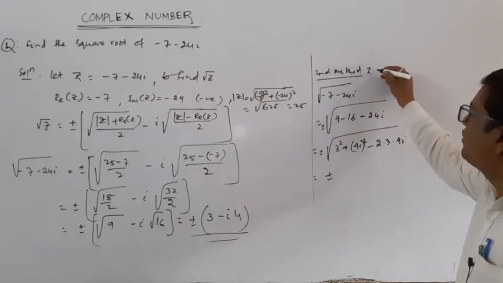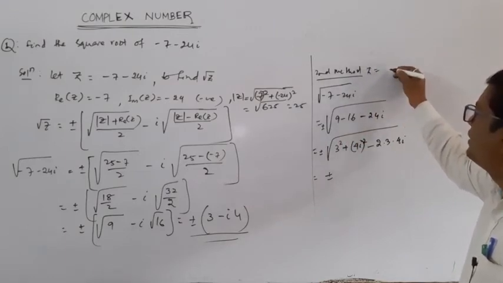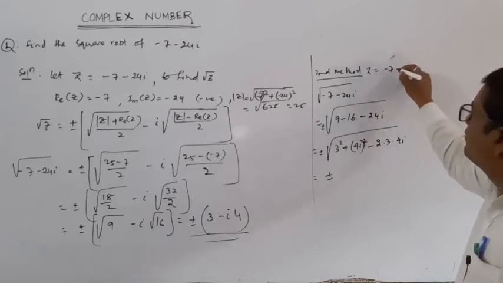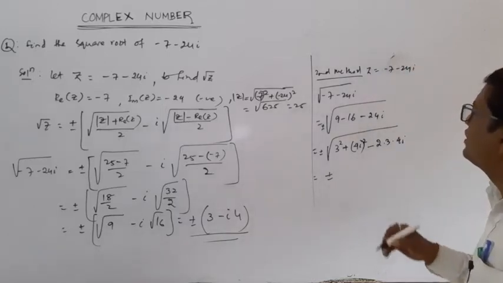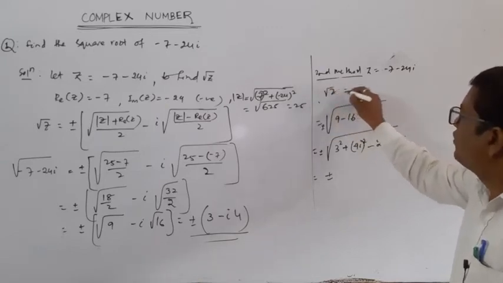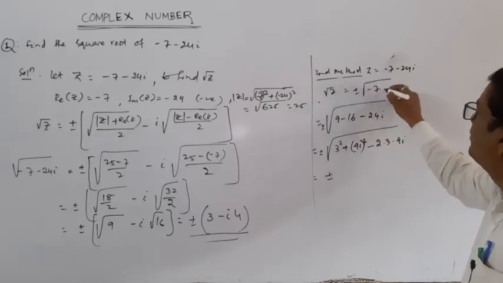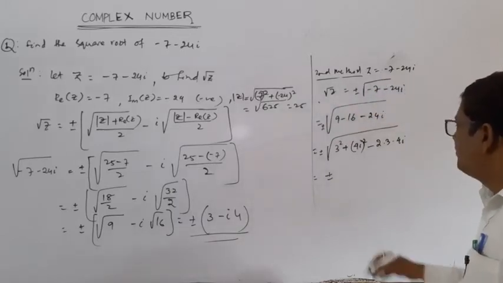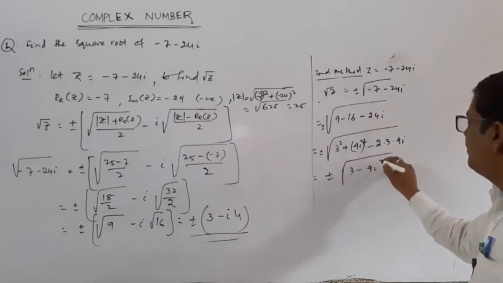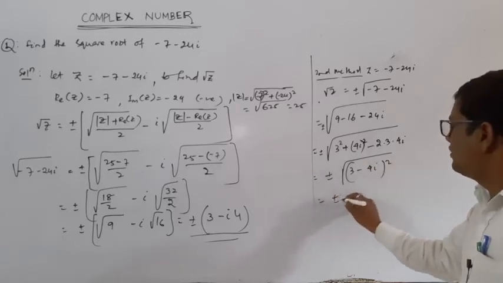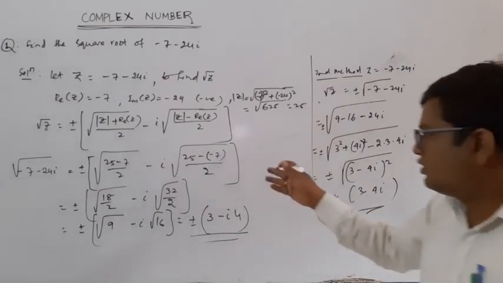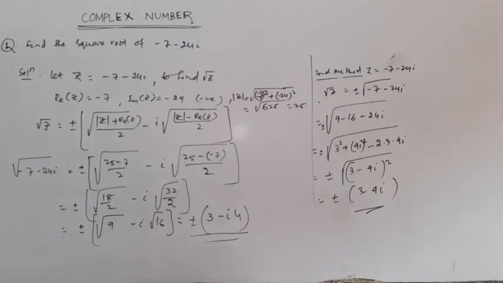Suppose z is equal to minus 7 minus 24i, and root z is equal to plus or minus root over minus 7 minus 24i. So this will be what? A square plus b square minus 2ab. So root over 3 minus 4i whole square. So that is plus or minus 3 minus 4i. This is the second method, and this is the formula method, and the other is the adjustment method.